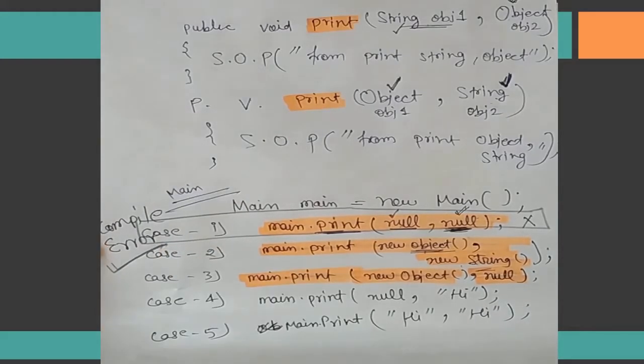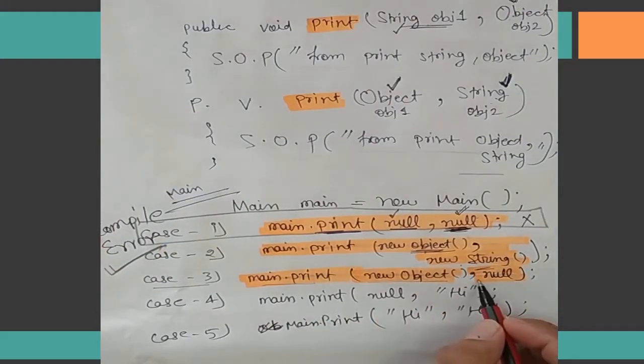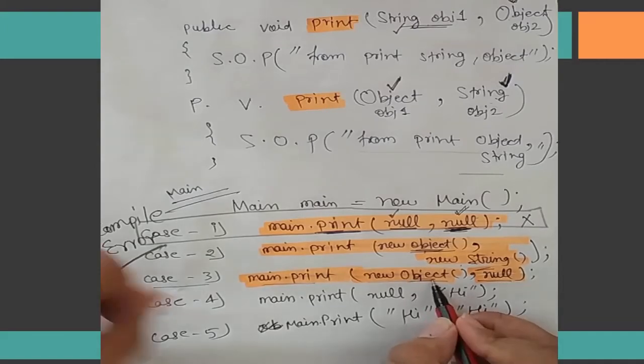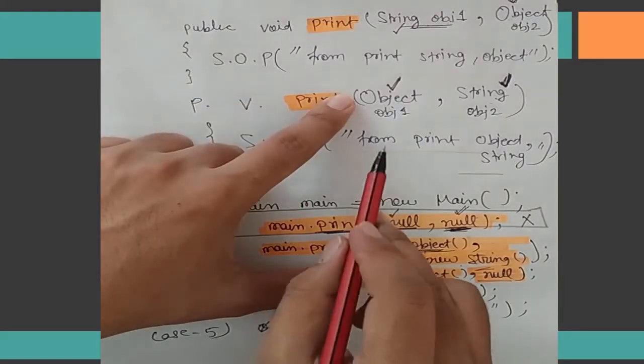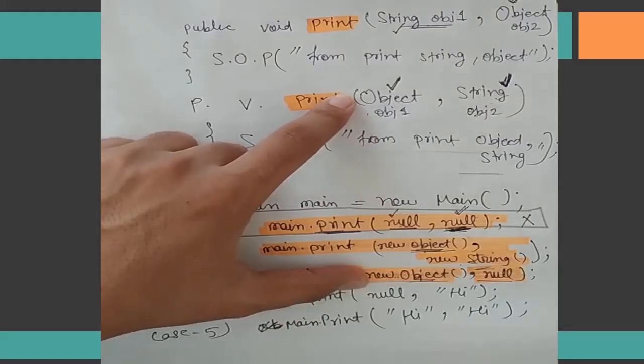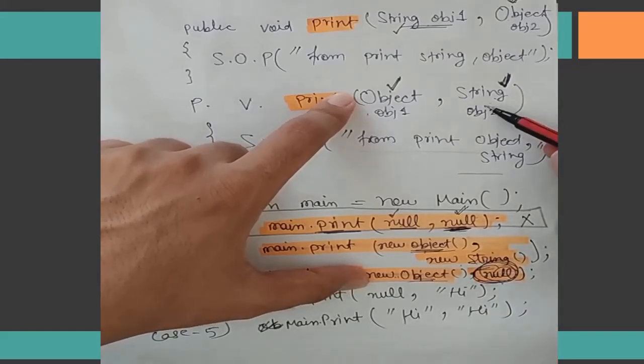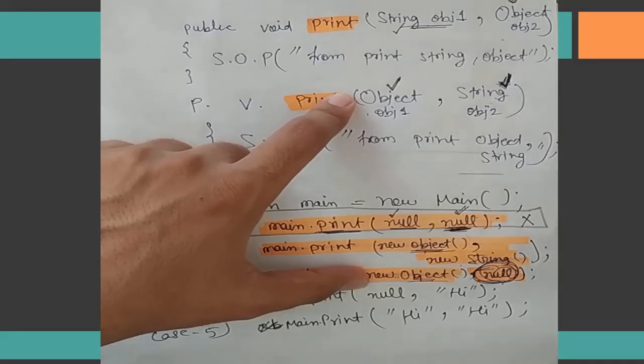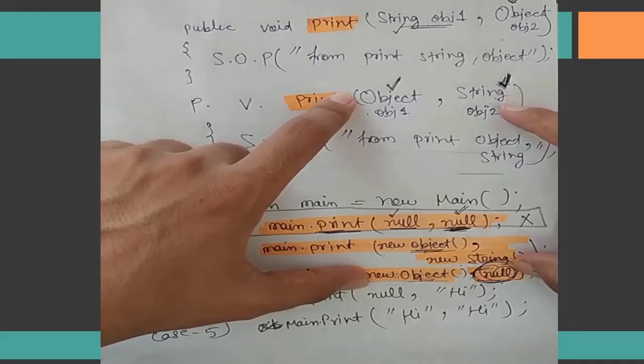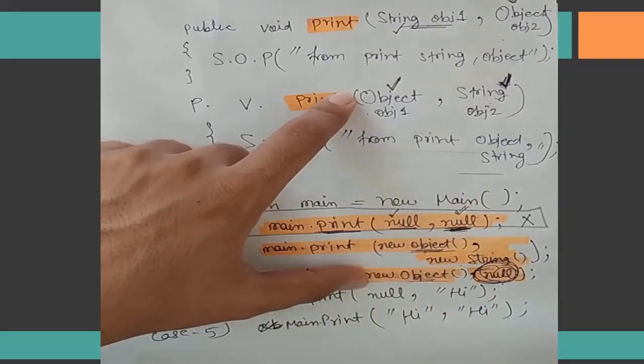Now coming to case 3. For main.print, if I pass new Object comma null, we can see new Object is the exact match as earlier, and this null is acceptable by String as well as Object. But as String is the most specific between Object and String as per the hierarchy, String would be the exact match for this null, and hence "from print object comma string" would be the output.